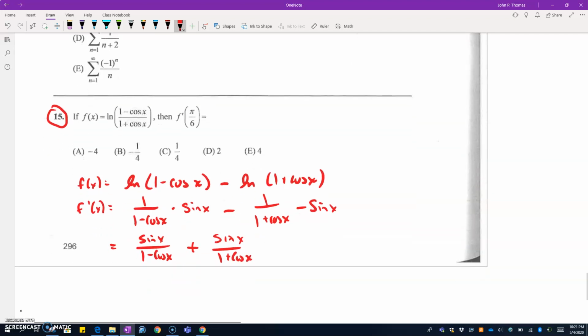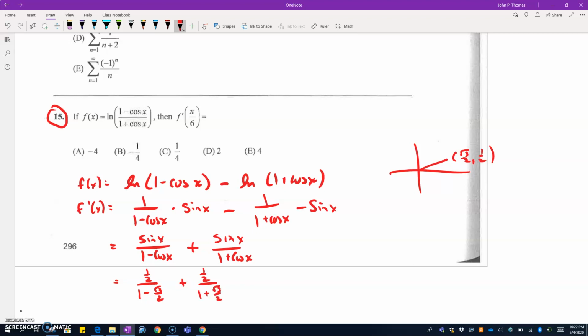Now this is at pi over 6, so if I think unit circle for a second, it's the lower one, so that's going to be over root 3 over 2 and up 1/2. All right, so I start plugging in what I know, so sine x, that would be the y value, so I have 1/2 over 1 minus root 3 over 2. All right, and then I've got plus sine x, so 1/2 over 1 plus root 3 over 2.